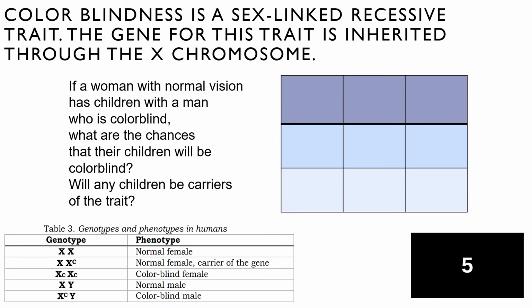So there is a problem regarding colorblindness. If a woman with normal vision has children with a man who is colorblind, what are the chances that their children will be colorblind? Will any children be carriers of the trait? So in this problem, the woman has normal vision. Therefore, her genotype for the sex chromosome is XX.